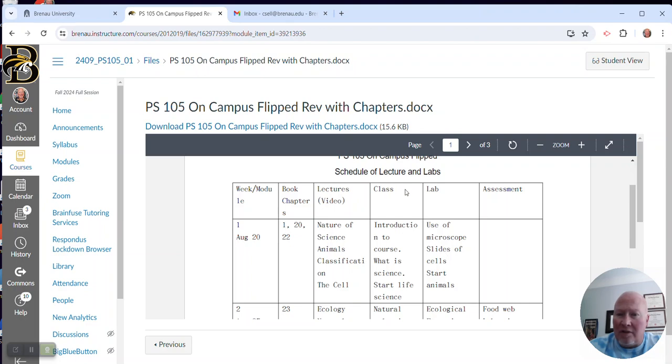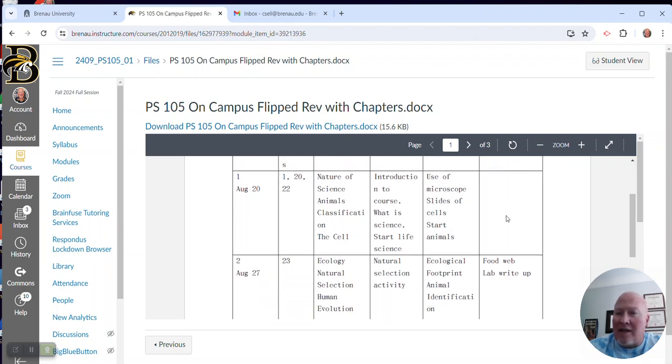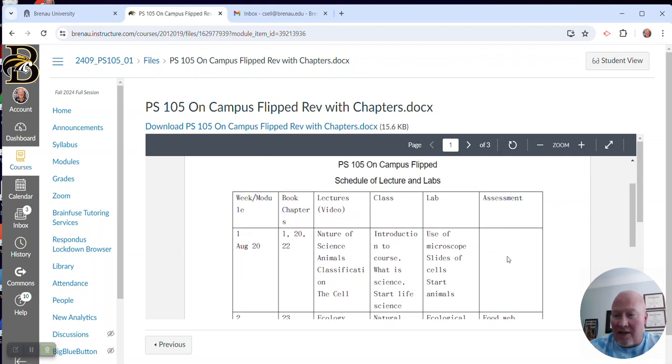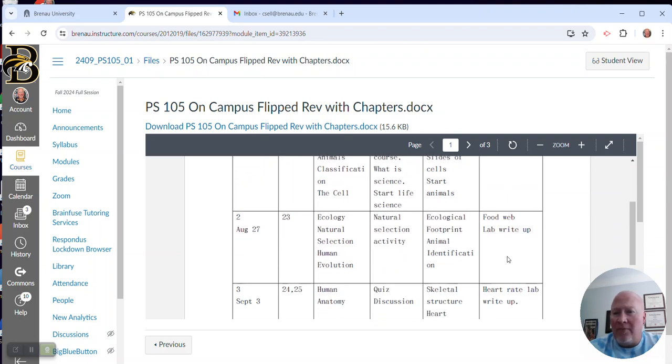So you'll have that Tuesday is noted as class, and Thursday is notated as lab. This last column down here is whatever sort of assessment we may be having that particular week. During the first week, there's not one. During the second week, however, we have a lab write-up having to do with ecology, and you're going to be producing a food web. So this just gives you an idea of what's going to be expected of you each week as we go throughout the course.